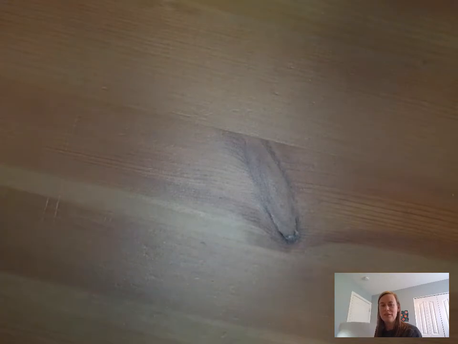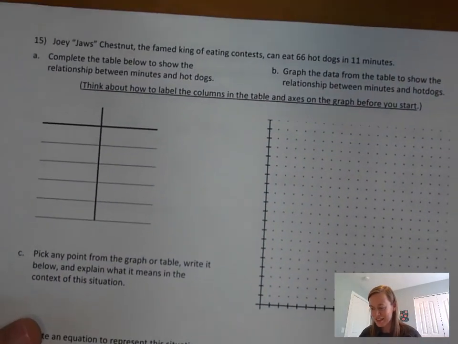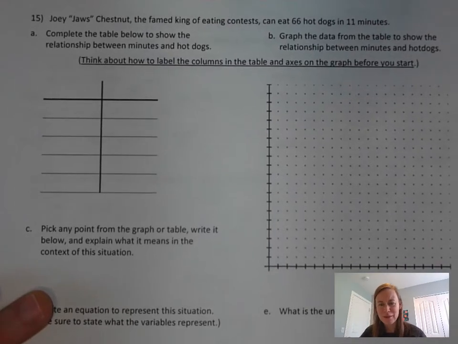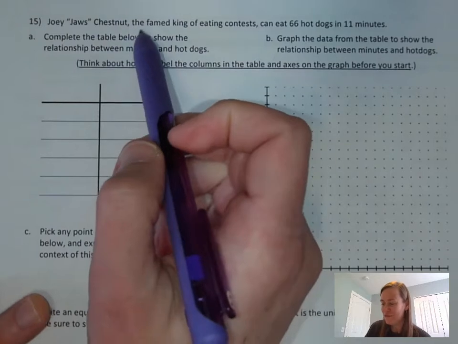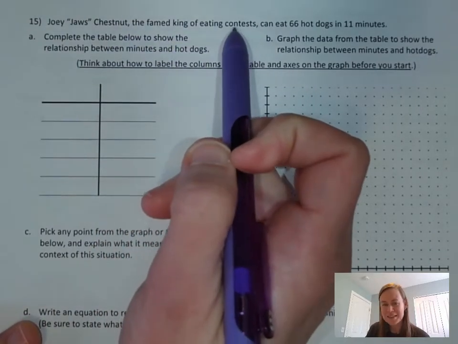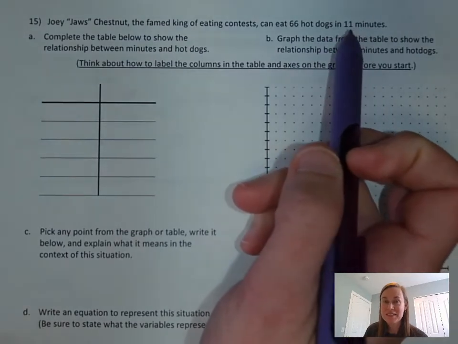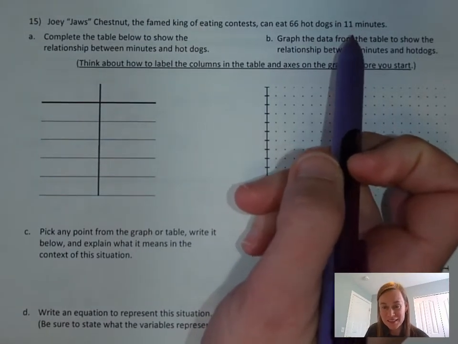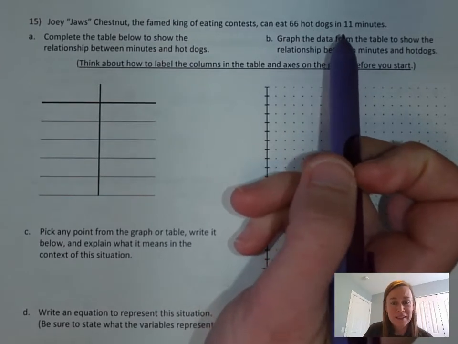And now let's look at the next page. All right, so we have this competitive eating champion again, Joey the Jaws Chestnut. Apparently he's a real guy. I wouldn't know. Maybe you guys have heard of him. Joey the Jaws Chestnut, the famed king of eating contests, can eat 66 hot dogs in 11 minutes. I mean, really, 66 hot dogs? All in your stomach at the same time, that is really something.